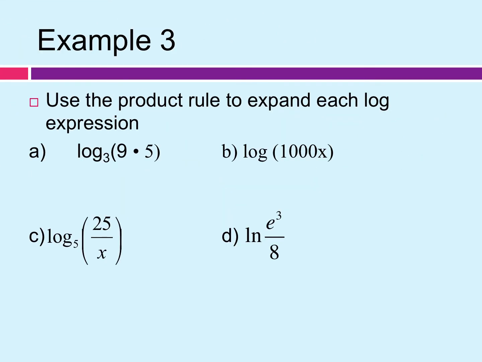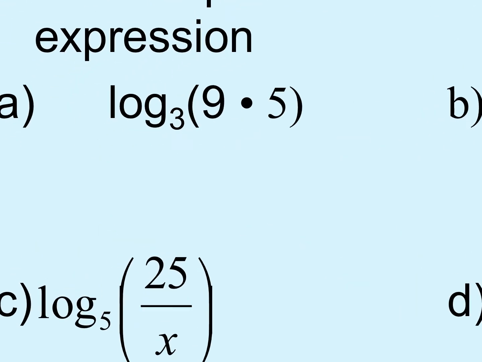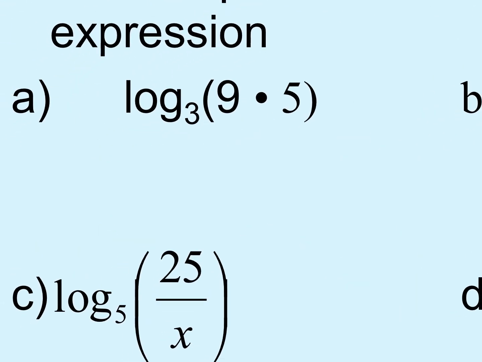All right, so the first thing we're going to do here is it says use the product rule to expand. So we're expanding. Eventually, it's just going to say expand or condense, and you have to know by looking at it. Obviously, if the log is only written once, we're going to expand it. And if you saw multiple logs, you would be condensing it. But for A, this is log base 3 of 9 times 5. So what happens when I'm multiplying and I expand it? Becomes addition. So this would be log base 3 of 9 plus log base 3 of 5.